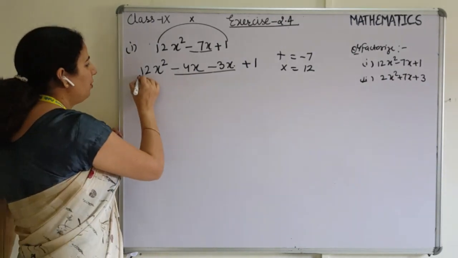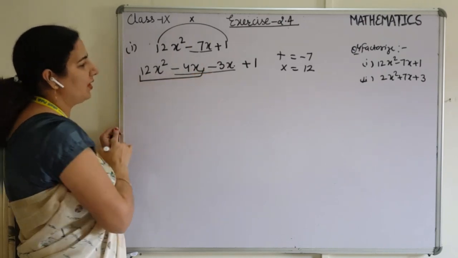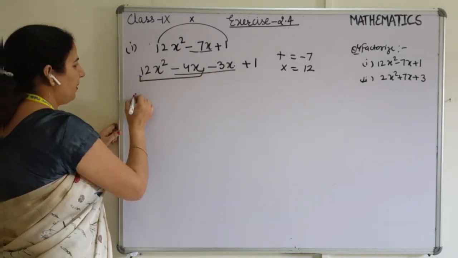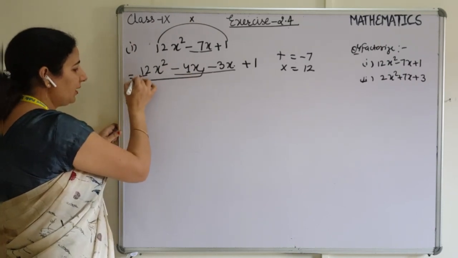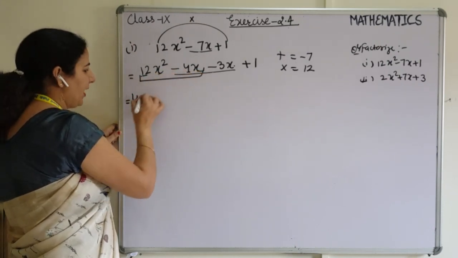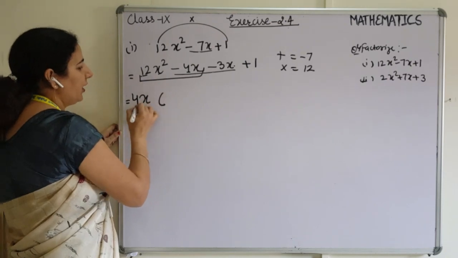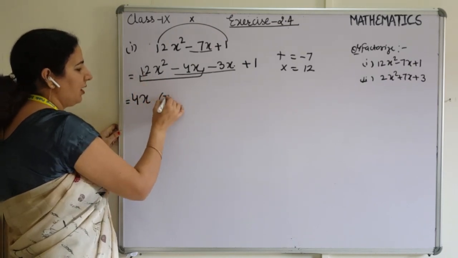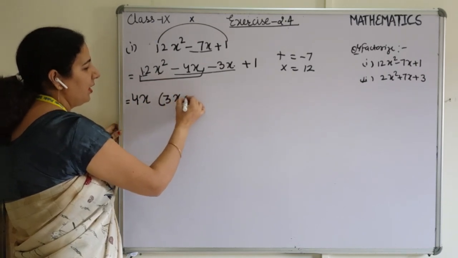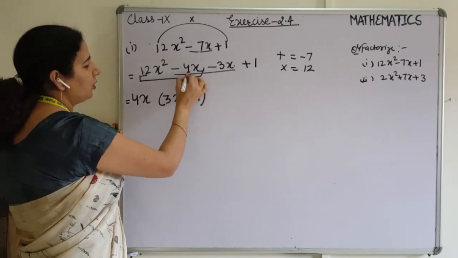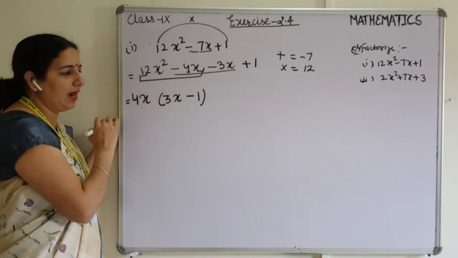Now what we will do? We will take common from the first two terms. So what is common in the digits, 12 and 4? 4 is common. And x square and 1x, so x is common. So what is left here? 4 3s are 12. I have taken 4x, then 3x is left. Minus 1, because 4x I have taken completely outside.